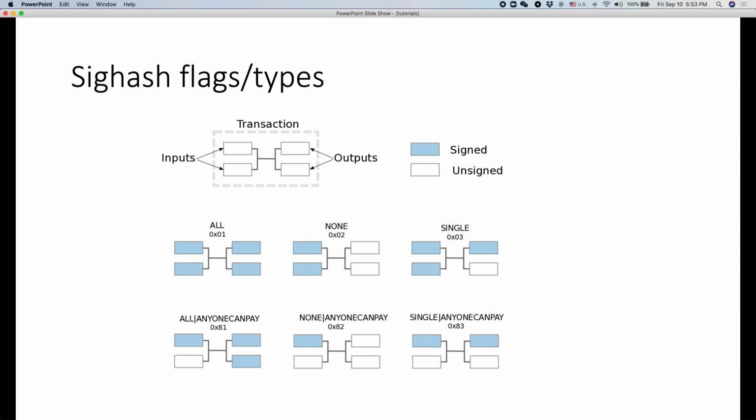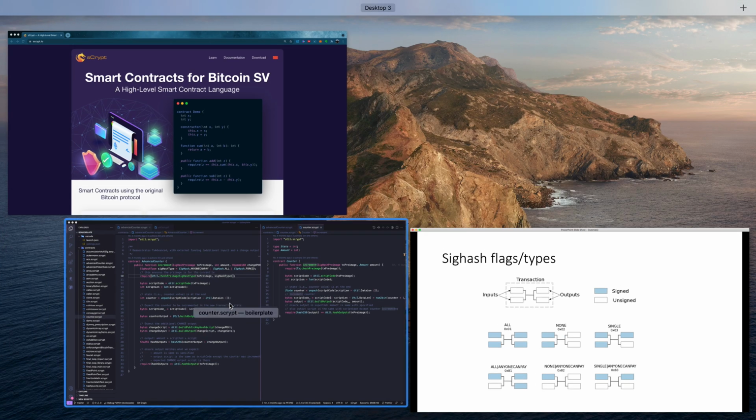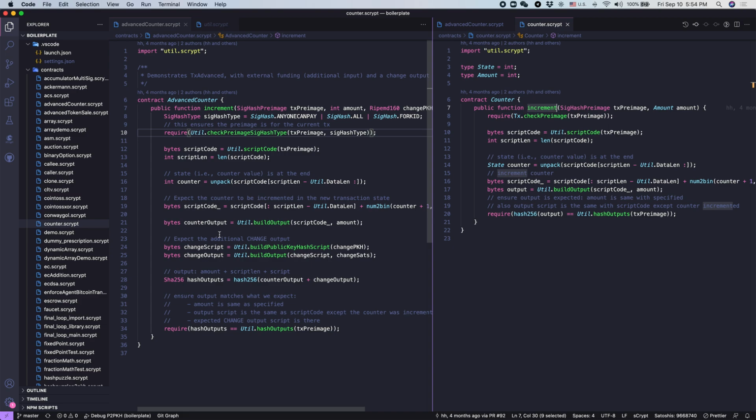For that to happen, we also add anyone can pay. What does this do? It means anyone who wants the contract to keep going can add their own input and sign it, and thus keep the contract going. Anybody who wants to contribute funds to cover the transaction fee can do so via this anyone can pay flag.